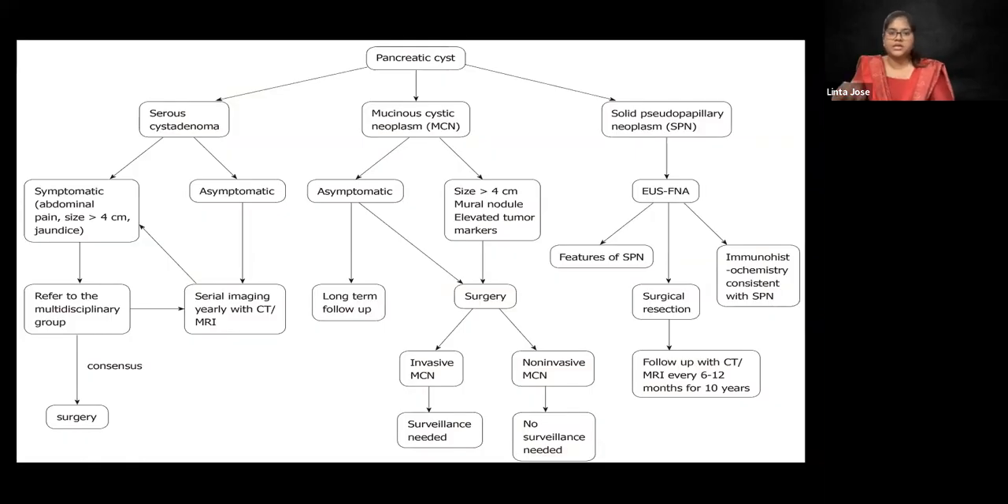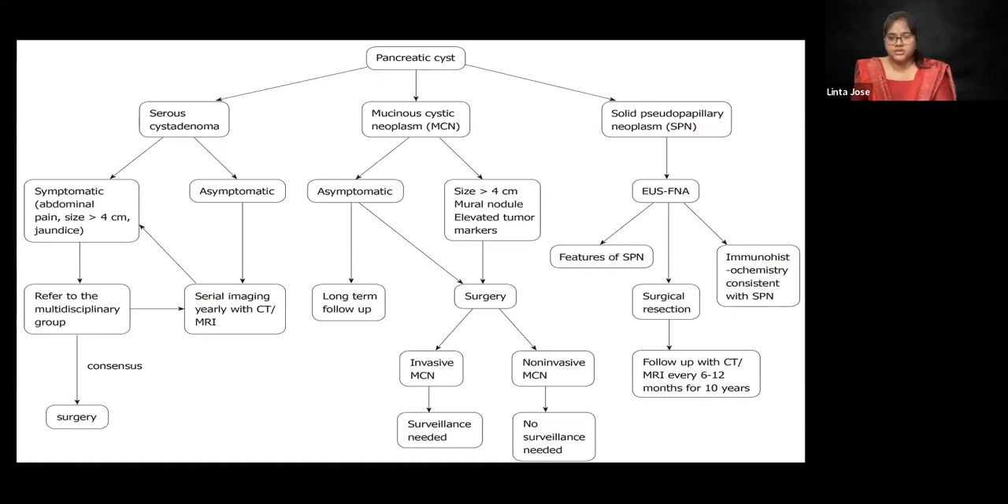So I have made a flowchart on how to approach the cystic neoplasm, since in our study the case was predominantly a cystic neoplasm. So it included how to manage a serous cystadenoma. If the patient is symptomatic and the size of the cyst is more than 4 centimeter, it can be approached with multidisciplinary management or with serial follow-ups with CT or MRI.